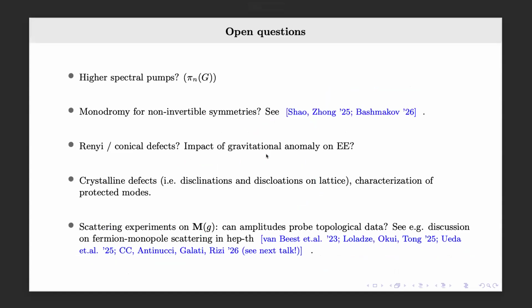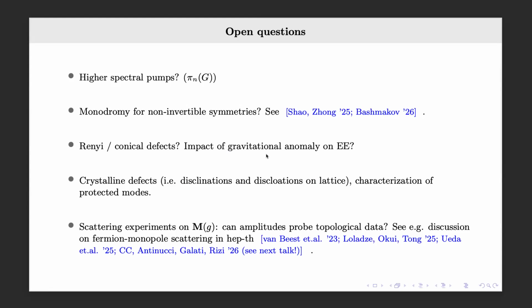Okay, so this is more or less what I had to say, which is good, since this was short. Some open questions: here we considered pi_1. Of course, we also have higher homotopy groups of G. There should be some type of higher spectral pumps. I think for boundary conditions these are understood, but for modular defects these are not understood. And one can consider non-invertible symmetries instead of invertible ones. There is some work on duality defects by Shao and other people last year, which finds some chiral edge modes from this defect, which essentially come from the anomaly.